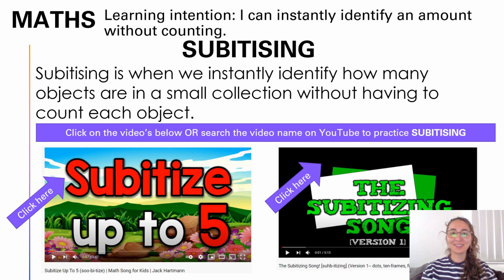Okay guys, welcome to maths, where we are subitizing. Now, learning attention for the week. I can instantly identify an amount without counting. So it's all subitizing. Subitizing is when we instantly identify, that means quickly say and know how many objects are in a small collection without having to count each one.